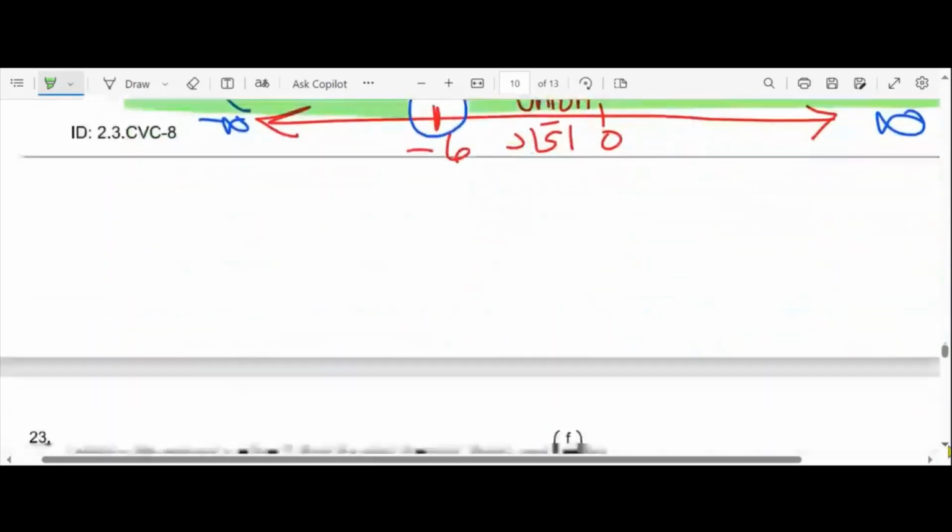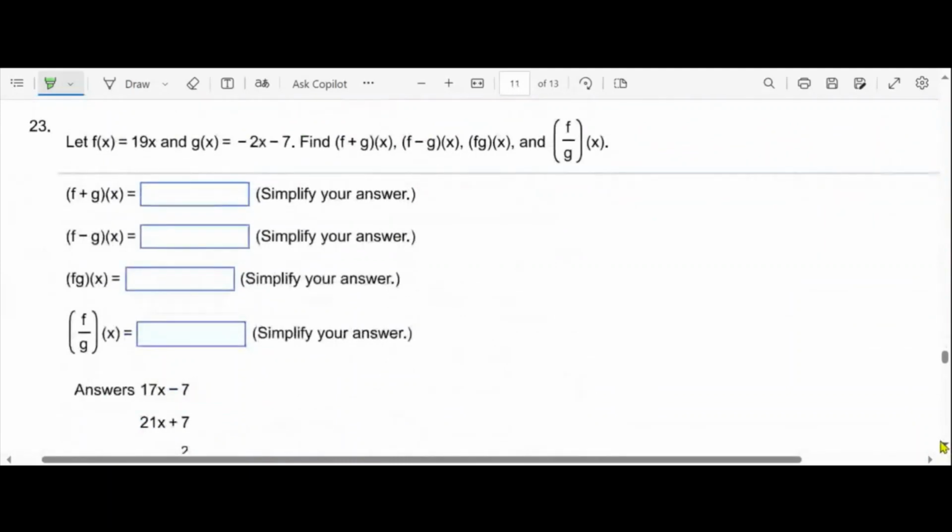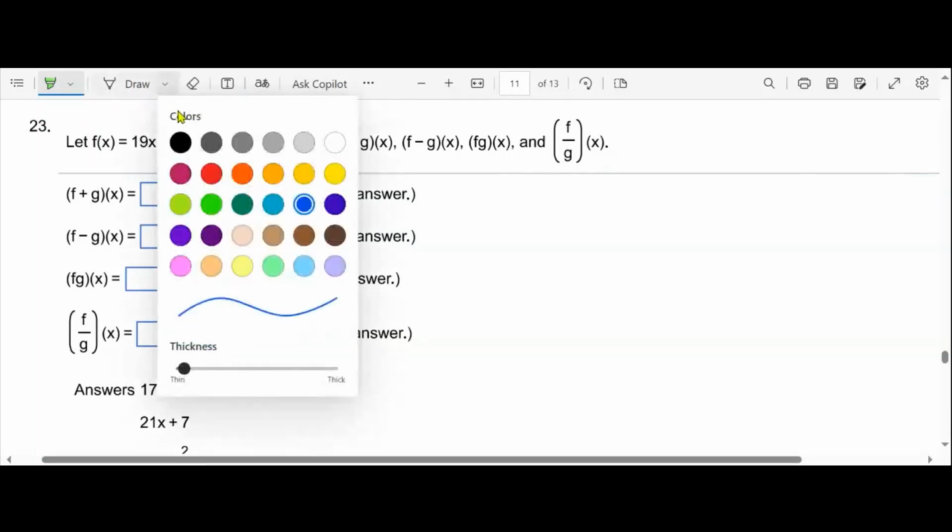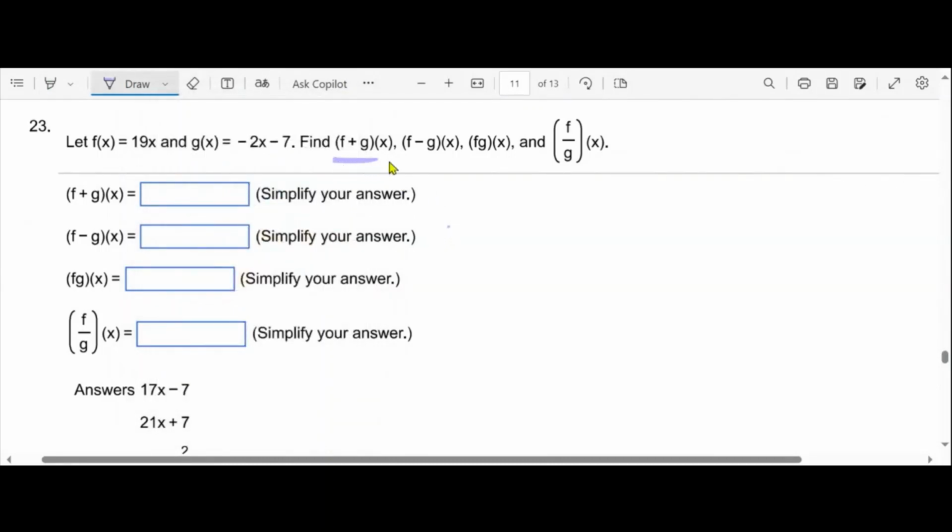All right, next one. Okay. Let f of x equals 19x and g of x equals minus 2x minus 7. Find f plus g of x, f minus g of x, f times g of x, and f over g of x. All right, so let's do this nicely. We do it together. So the first one, addition. All we have to do is just add, right? 19x plus negative 2x minus 7. Now you add this, it gives you what? 17x minus 7. That's your answer for addition.